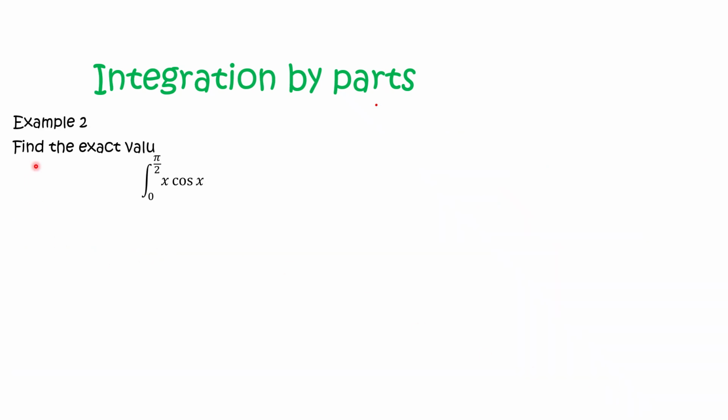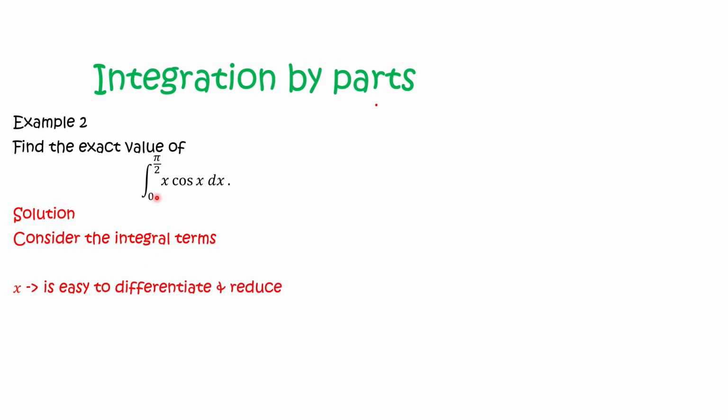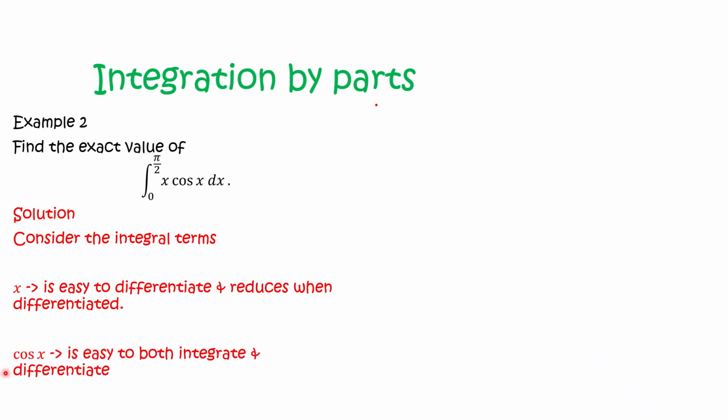Now, let's look at example 2. Find the exact value of the integral from 0 to pi over 2 of x cos x dx. The solution. Consider the integral terms. So we have x and cosine of x. x is easy to differentiate and reduces when differentiated. It reduces in terms of the degree or the power. On the other hand, cosine of x is easy to both integrate and differentiate, but doesn't reduce its degree.